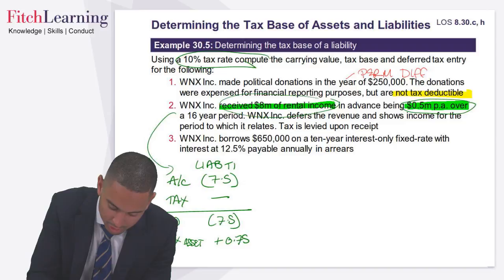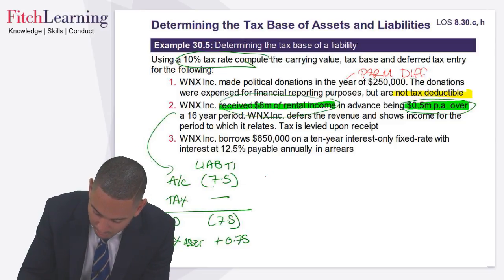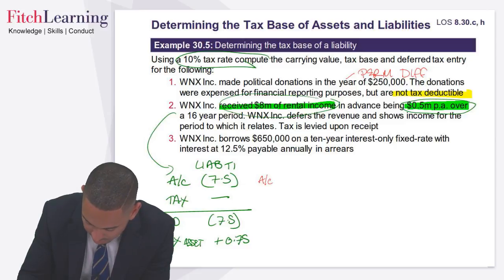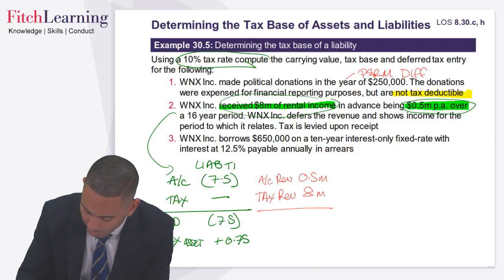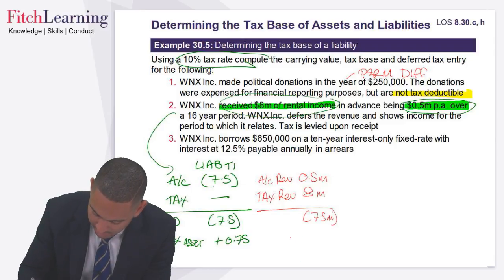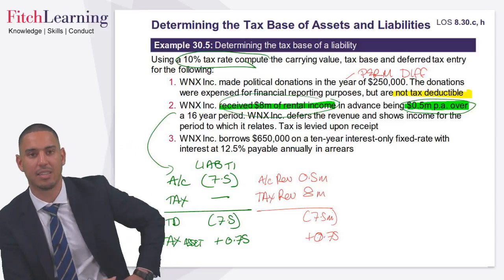And I can do it from a liability. I could also look at my rental income. So I could say that my income per my accounts, I'm going to call it revenue, is 0.5 million. My tax revenue is 8 million. Both of those are positive. Well, 0.5 minus 8 is minus 7.5 million. And that will give me a deferred tax asset of 0.75, assuming that 10% tax rate.